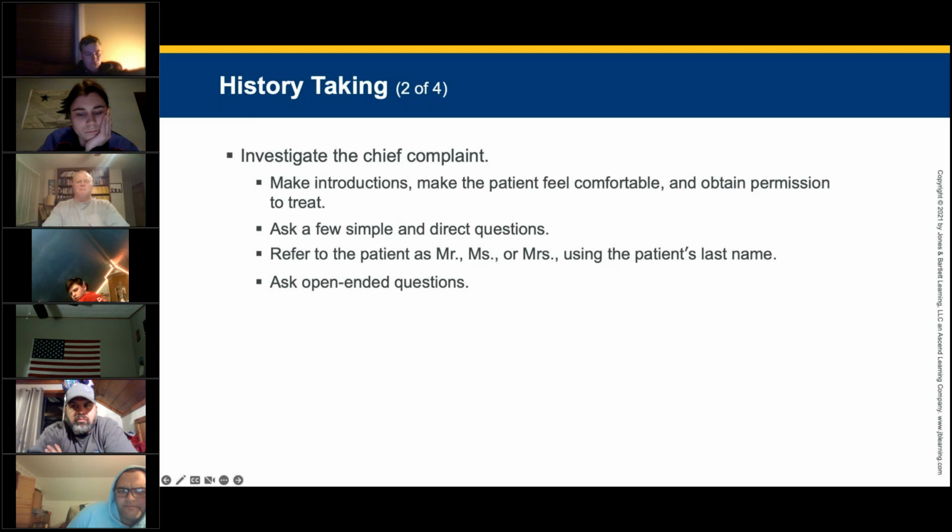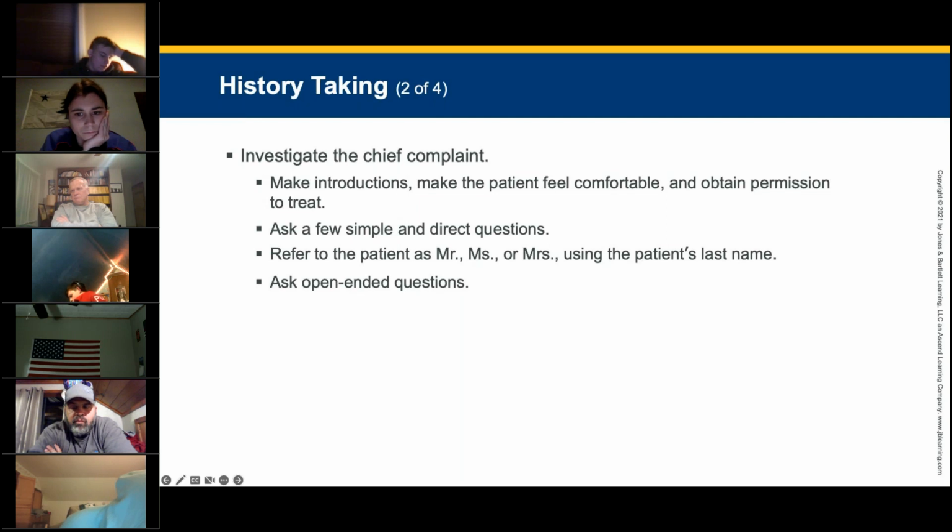You're going to investigate the chief complaint. So, like we talked about before, make your introductions, make the patient feel comfortable, and get their permission to treat them. And that's as simple as introducing yourself. I'm here from the ambulance. I'm here to help you. Is it okay if I touch you to assess your pulse and your blood pressure? Is it okay if I put this blood pressure cuff on your arm? Is it okay if I look at this? Is it okay if I touch this? Tell them what you're doing. It makes them feel more comfortable.